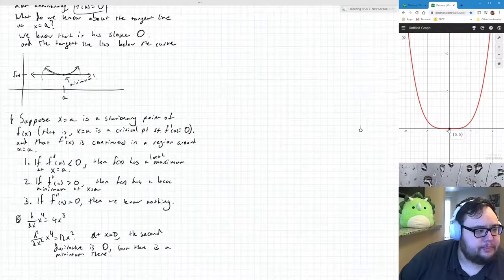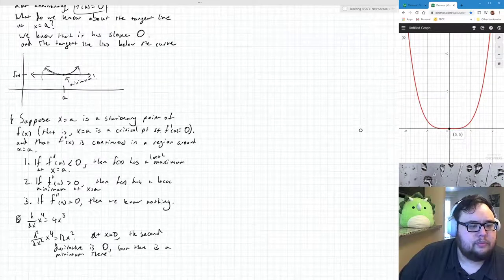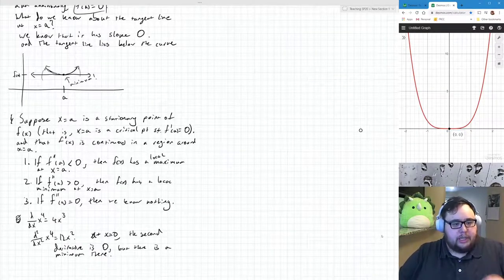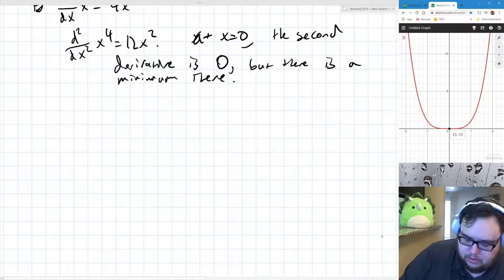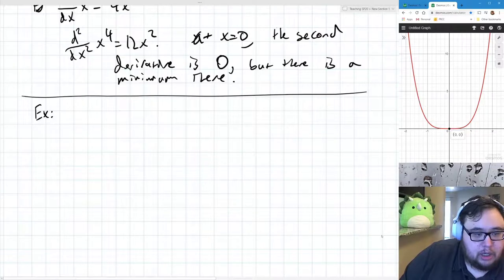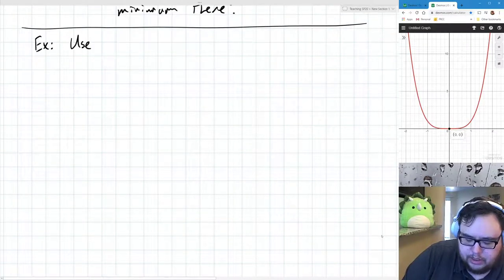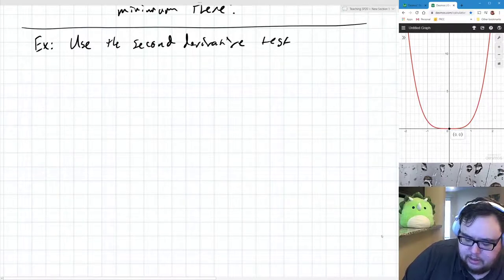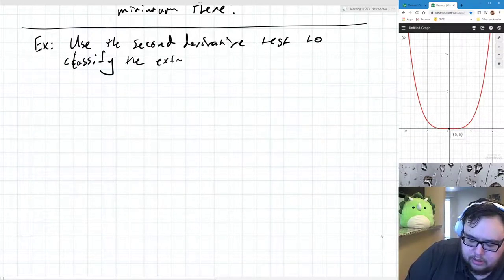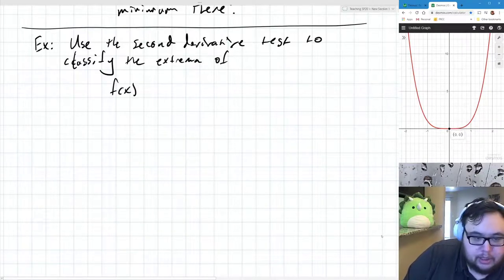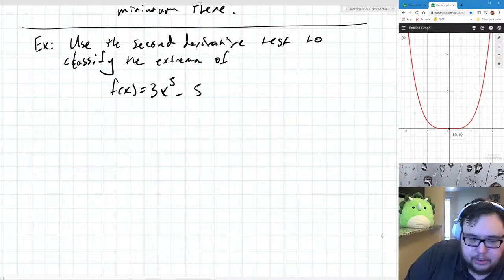Okay. Any questions so far? Let's do a quick example of using the second derivative test, and then we'll move into some early optimization stuff. Let's use the second derivative test to classify extrema of f of x equals 3x to the fifth minus 5x cubed plus 3.